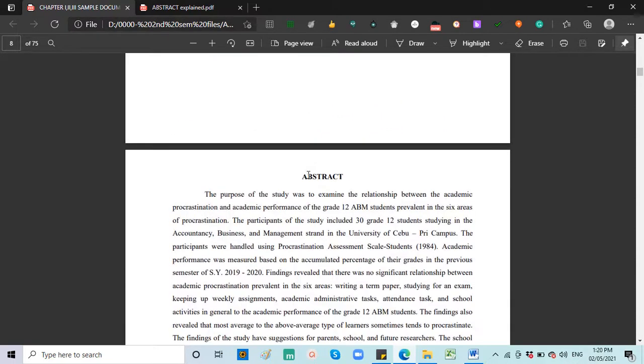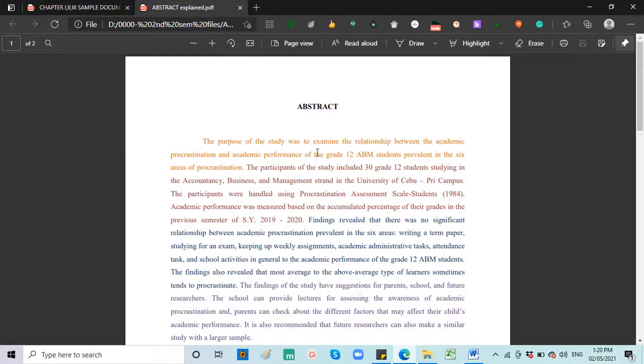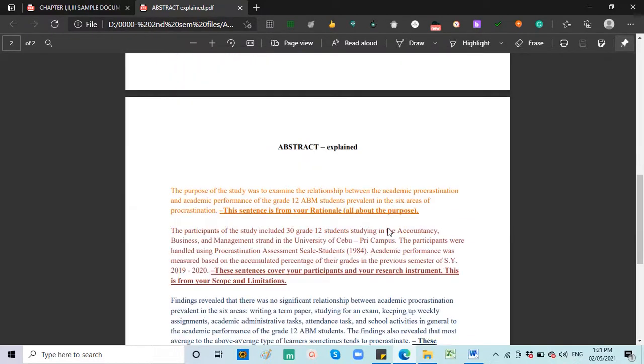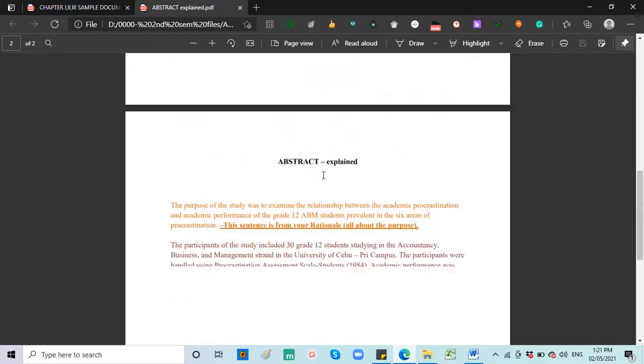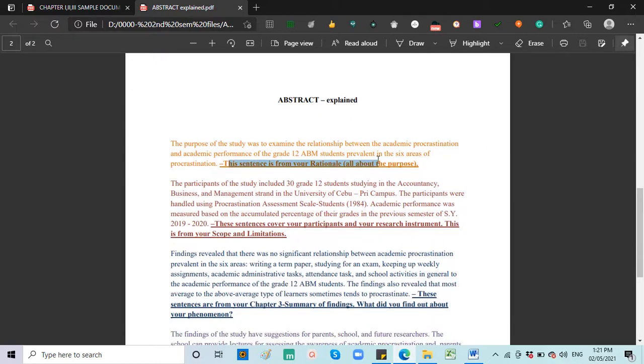Next would be abstract, and here's abstract explained. The purpose of the study. So first sentence, where is that coming from? This sentence is from your rationale, diba? Because unsay purpose is sa inyong study. And by the way, ang kaning abstract is gikan ni siya sa quantitative na research niya. I just used it here because that's what I have man. So just follow lang ang guidelines na kanina. This is from your rationale.